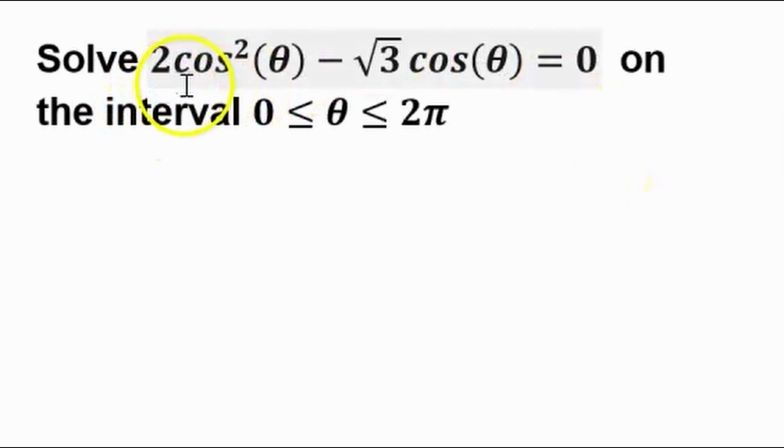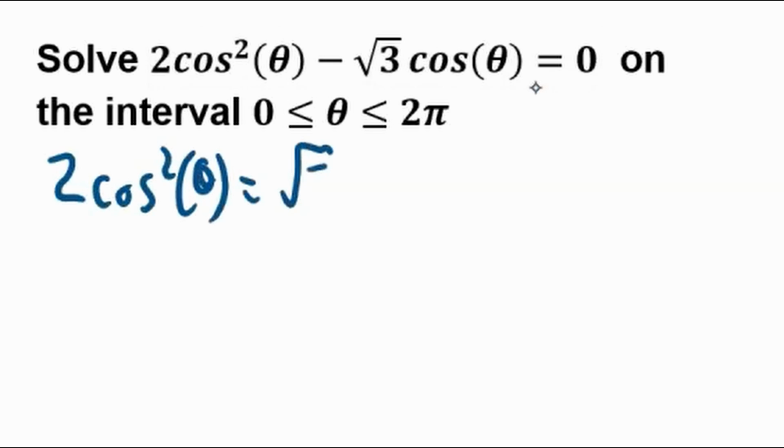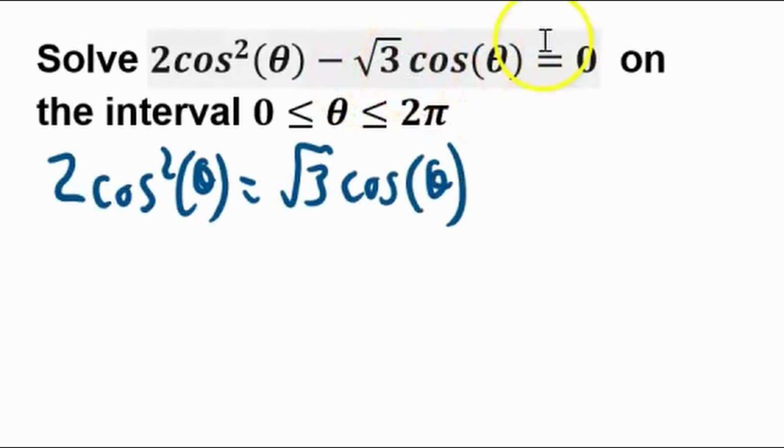Okay, so if you're here, then the first thing that most students do is they move this root 3 cos theta to the other side. So you get cos squared theta equals root 3 cos theta. It's kind of like an extra step, just adding this to the other side.